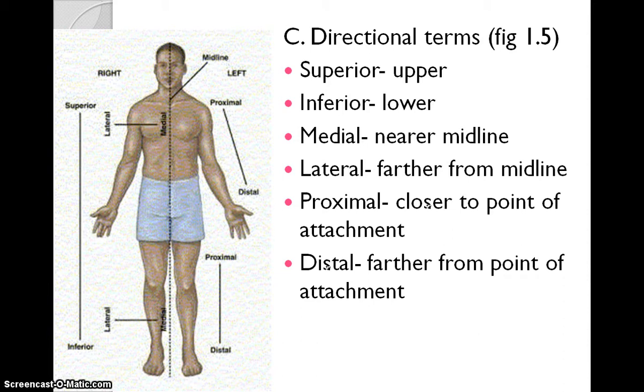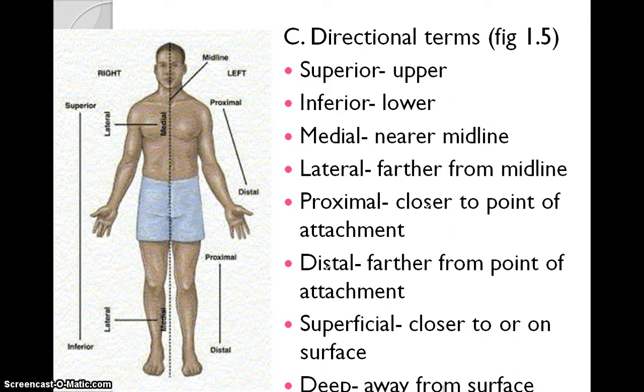For example, the knee is proximal with respect to the ankle, or the wrist is distal in respect to the bicep. The last two terms are superficial and deep. Superficial refers to the surface, and deep would be away from the surface. For example, the skin is superficial, but the bone is deep.